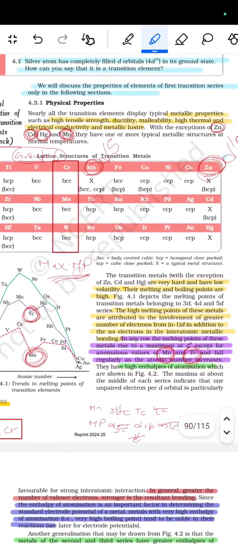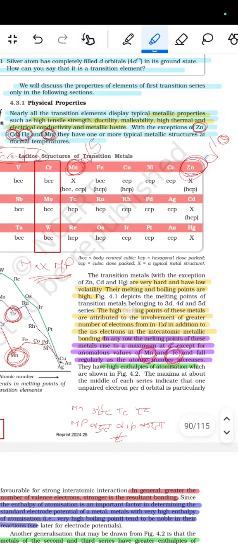तो फिजिकल प्रॉपर्टीज में आता है कि nearly all the transition elements display the typical metallic properties such as high tensile strength, ductility, malleability, high thermal and electrical conductivity, and metallic luster. With the exceptions of Zn, Cd, Hg and Mn, they have one or more typical metallic structures at the normal temperature. और यहाँ पर एक टेबल दिया हुआ है.